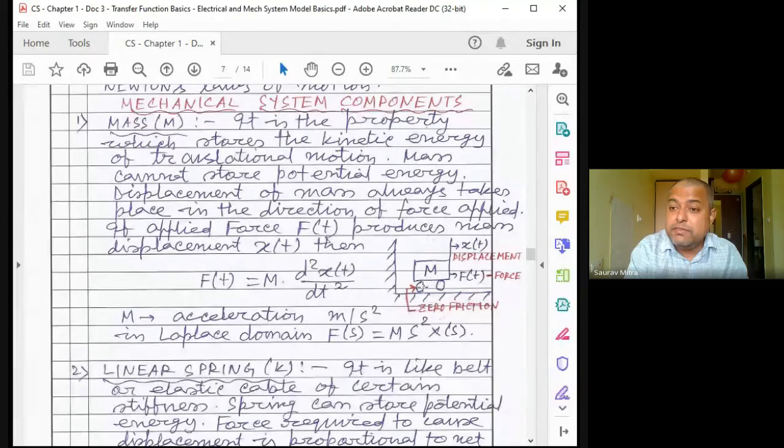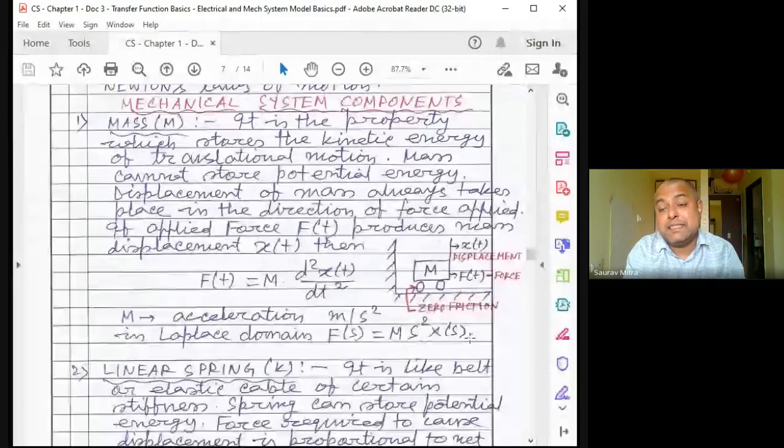If I don't show the wheel, then you have to show a friction, so another force component will get added here. So be very careful. If you are drawing mass with wheel, there is only one component, F(s) is equal to m s square X(s). But if I don't show this wheel, that means between mass and surface there will be another force in the opposite direction, which is called friction force, b of x(s). What is that? We are going to see in the next case.